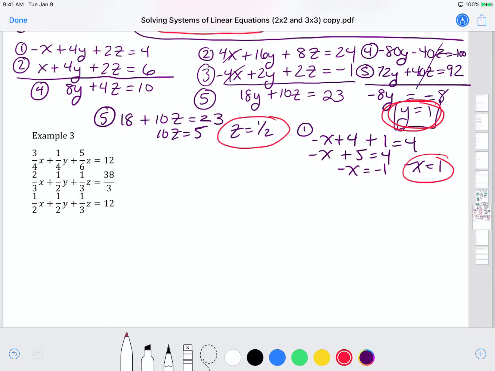So if I write this down as an ordered triple, I have to write my x down first, then my y, then my z. So this would be my final answer if I wrote it down as an ordered triple.